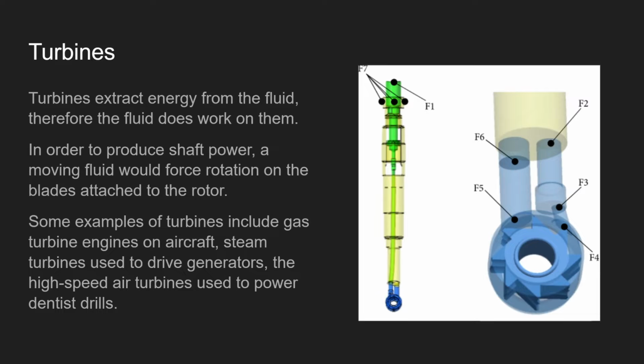Turbines extract energy from the fluid, therefore the fluid does work on them, and in order to produce shaft power, a moving fluid would have to force rotation on the blades attached to the rotor. Some examples of turbines include gas turbine engines on aircrafts, steam turbines used to drive generators, and high-speed air turbines used to power dentist drills, which is shown on the right as well.